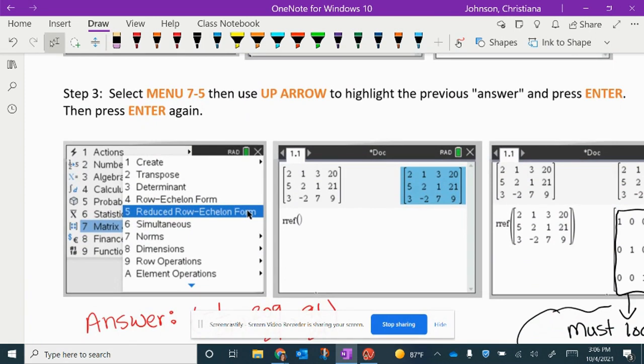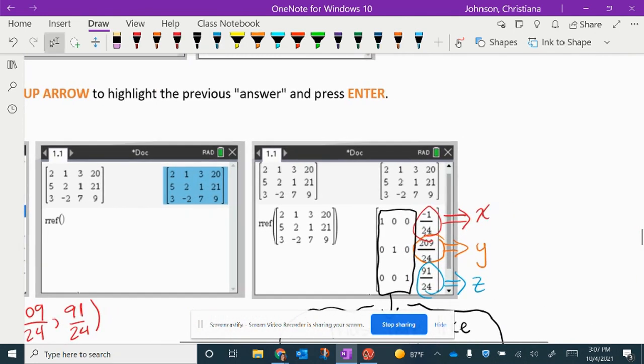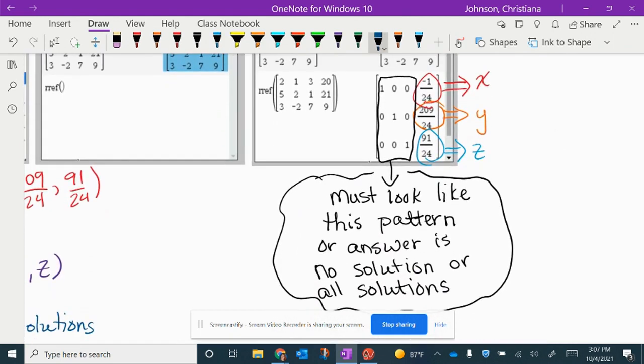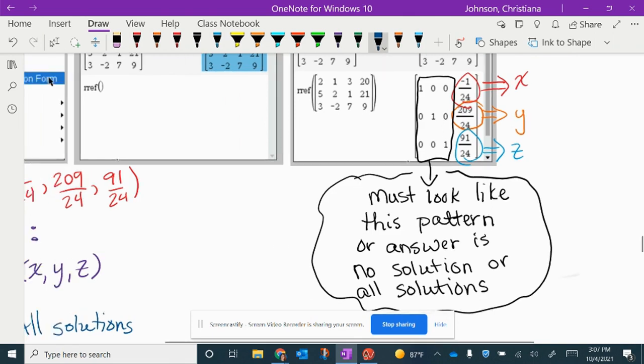Then you push menu 7.5, use the up arrow to highlight the answer from the previous answer, hit enter, and then it will immediately put it inside your RREF parentheses. And then you hit enter again, and what it will print out is this information here. It's real important that the pattern that you see here, 1, 0, 0, 0, 1, 0, 0, 0, 1, must look like that for these 3 to be the XYZ answers. If it doesn't look like that, then it's either a no solution or an all solution.